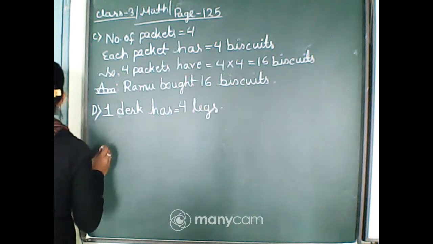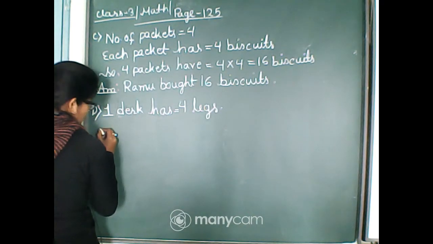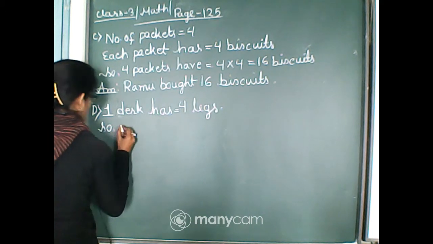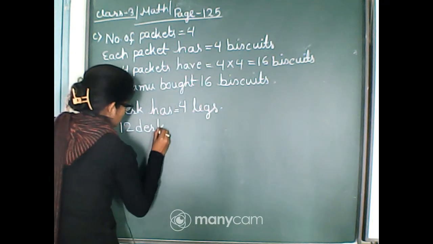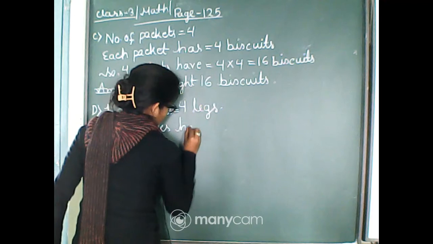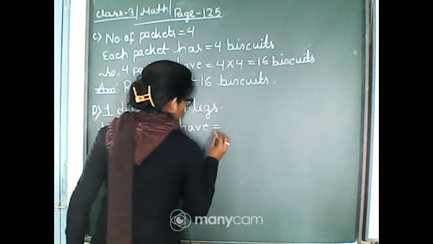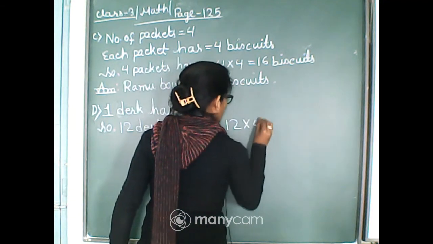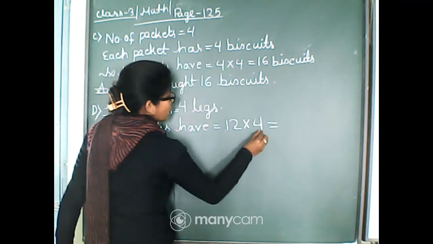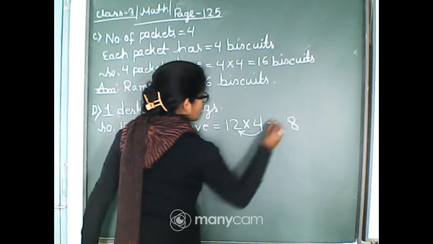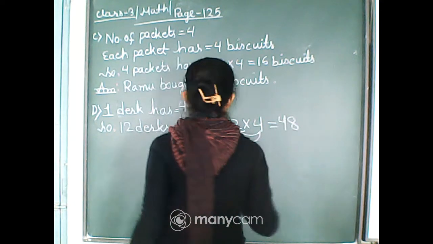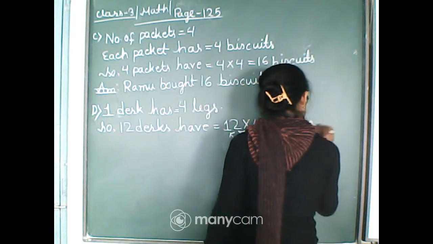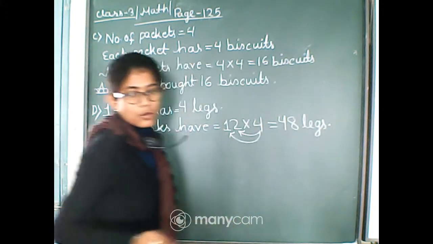Okay, so 12 desks have equal to 12 into 4. So how do we have to multiply? 4 2s are 8, 4 1s are 4. Legs. Okay?